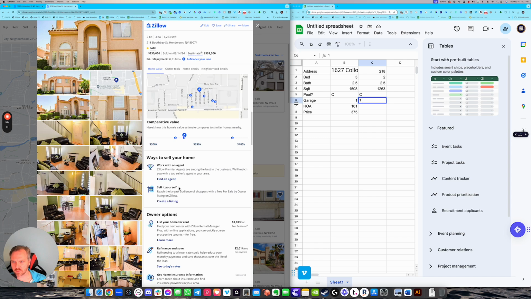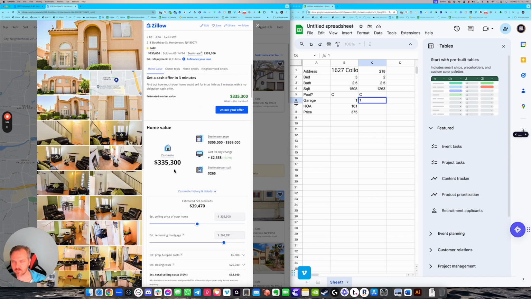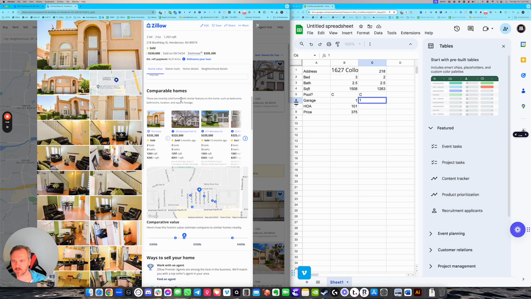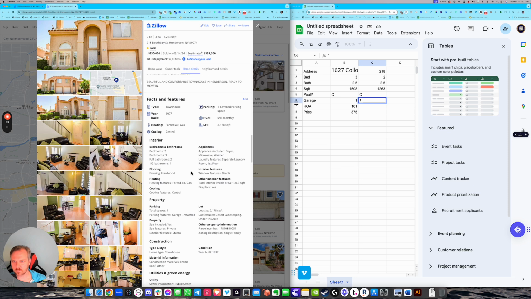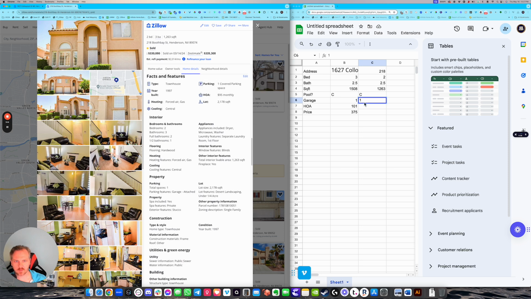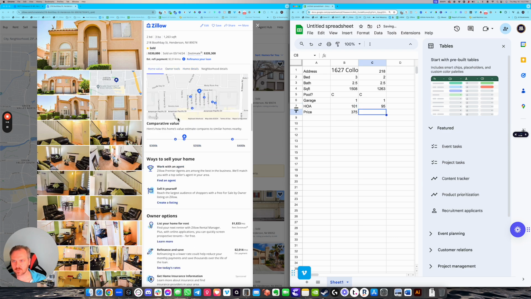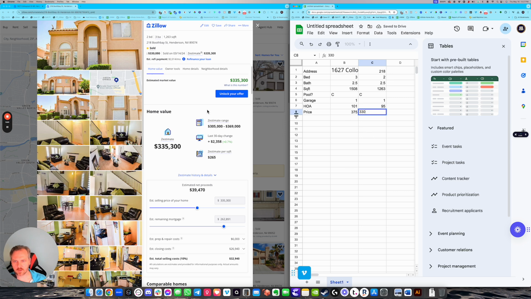Trying to find the HOA information. Home details. Oh, there we go. Should be in here. There it is. 95. So 95. And it sold for $330.